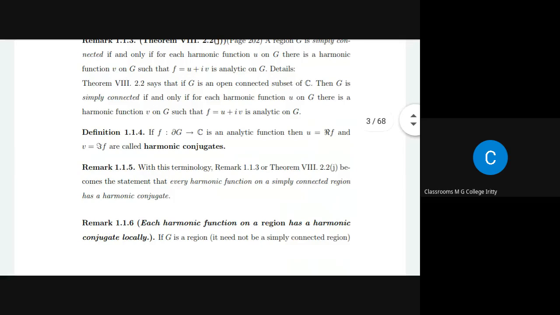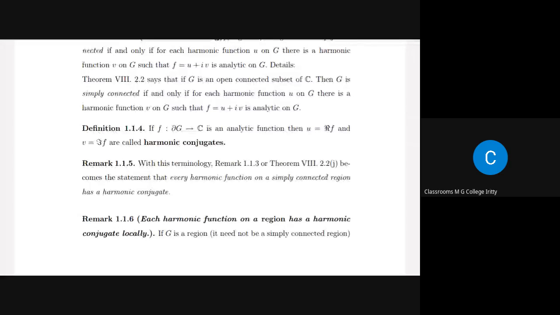We can say that every harmonic function on a simply connected region has a harmonic conjugate. This is very clear by the previous two results, since a region G is simply connected if and only if for each harmonic function u on G, there is a harmonic function v on G such that f equal to u plus iv is analytic on G. So f is analytic means u and v are harmonic conjugates.